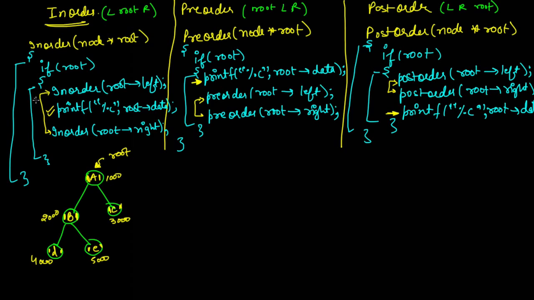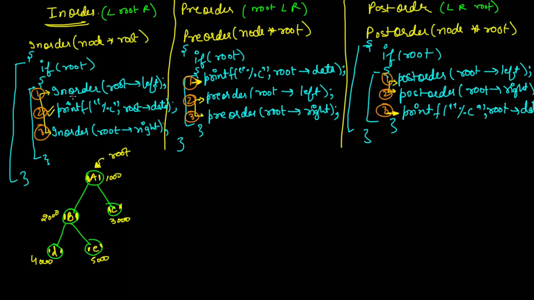Let me just number the lines. Here this is line number 1, line number 2, and line number 3. Here also this is line number 1, line number 2, and line number 3. And this is line number 1, line number 2, and line number 3.